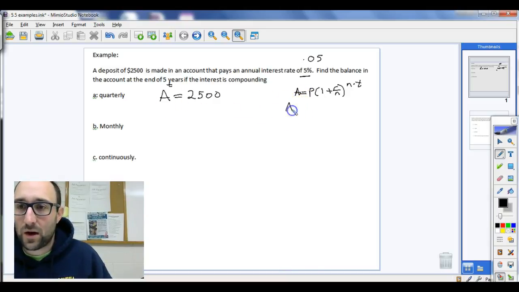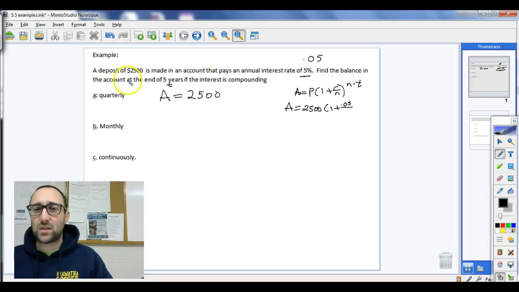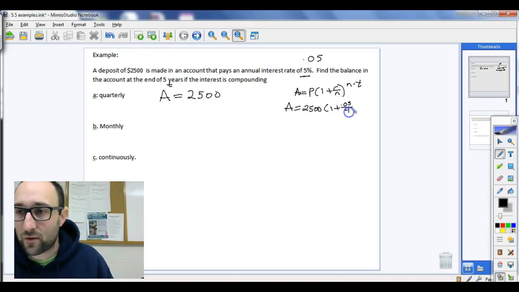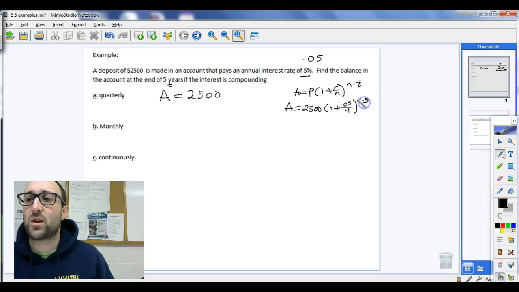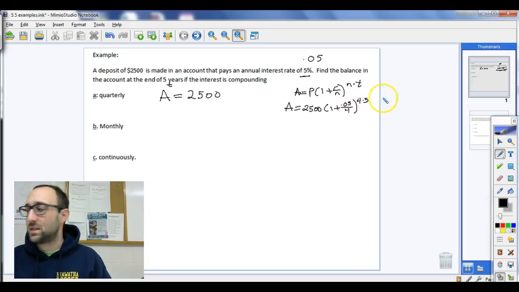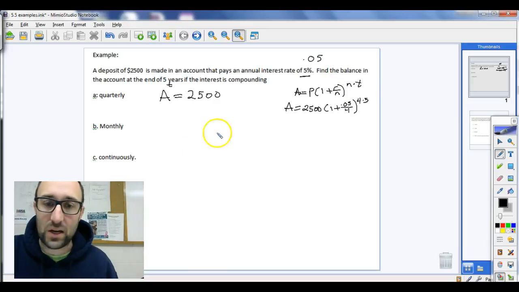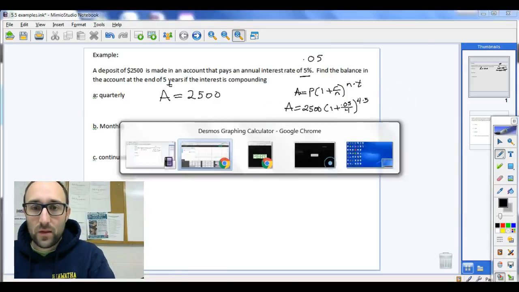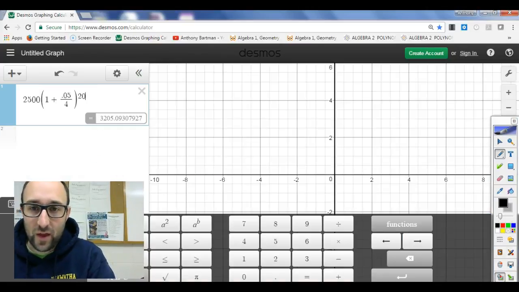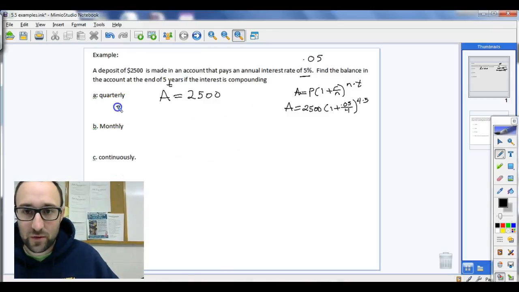We're going to say the amount is going to equal 2,500 times 1 plus 0.05, and then we divide by how many times this is compounded. Well, it's compounded quarterly, and hopefully you know that means it's compounded 4 times. And then we're going to do this 4 times 5 for the number of years. So it's compounded a total of 20 times. Okay, so when we do that, the answer is 3,205, about.